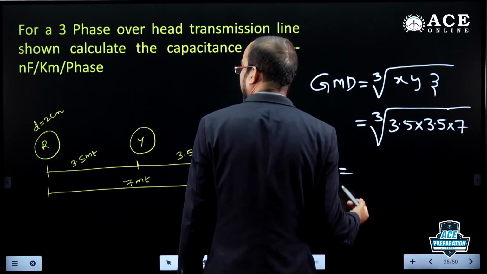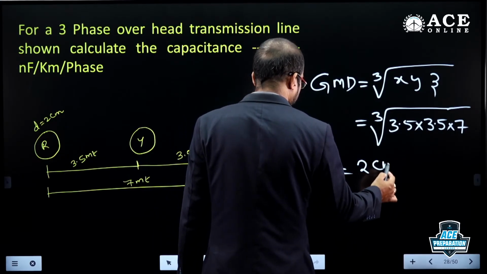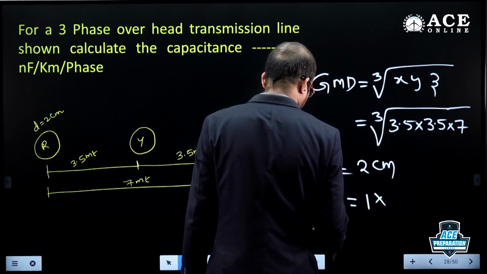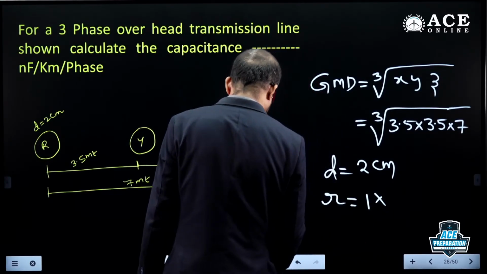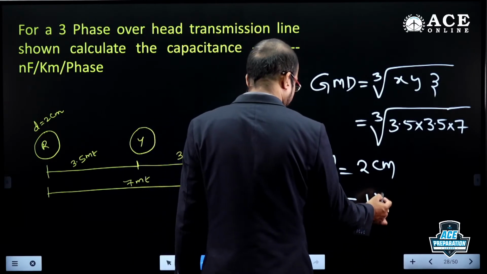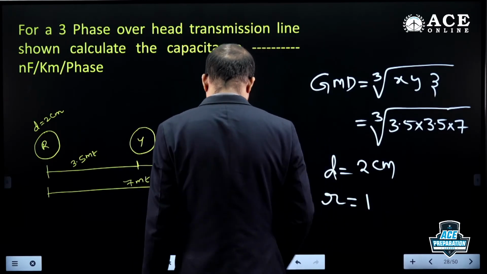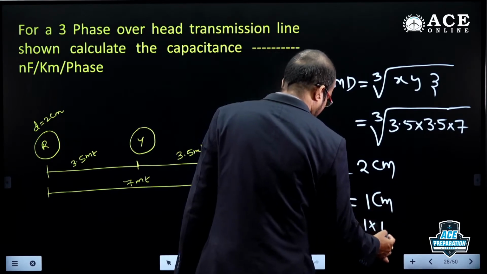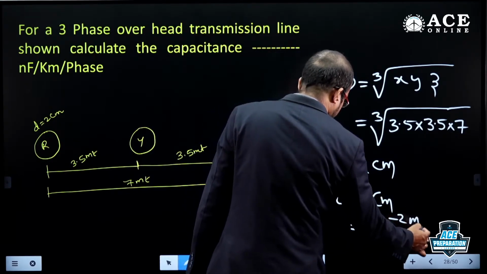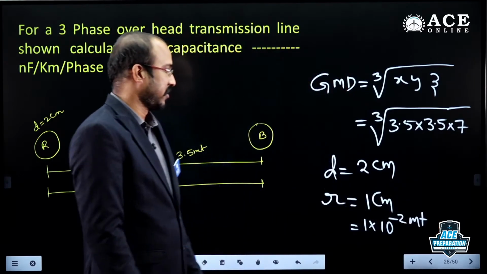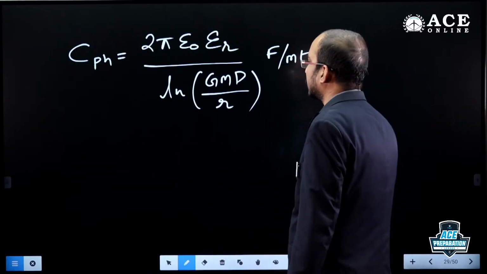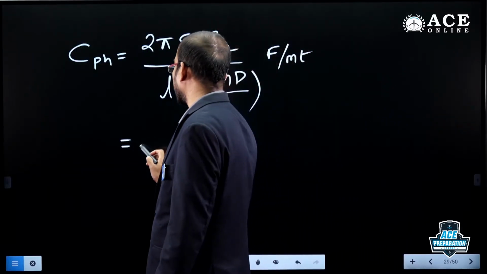Diameter given as 2 centimeters, converted into meters, radius will be what? Radius will be 1 centimeter, or you can write it as 1 into 10 power minus 2 meters. Now, substitute these values here. You will get it as what?